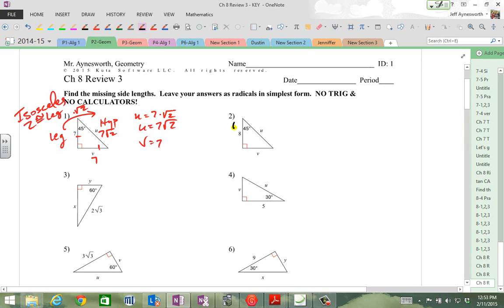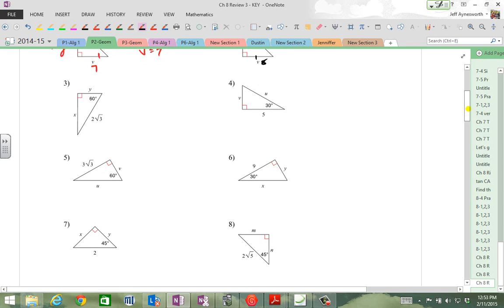The same thing right here. You want to multiply by root 2, and that's pretty simple to do. u is equal to 8 rad 2. v is the same as the other leg, so this is length 8, so v is 8. That's all there is to it. All right, let's move on to the 30-60-90.